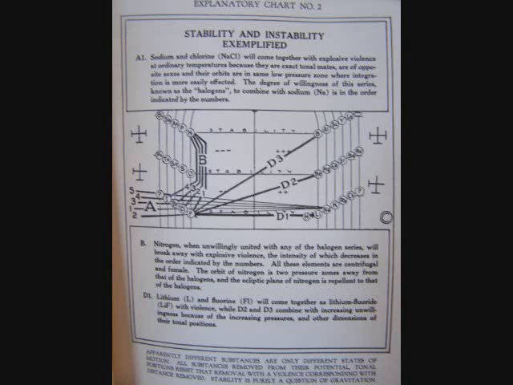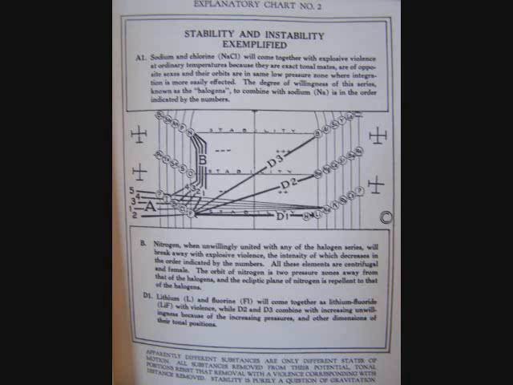B. Nitrogen, when unwillingly united with any of the halogen series, will break away with explosive violence, the intensity of which decreases in the order indicated by the numbers. All these elements are centrifugal and female. The orbit of nitrogen is two pressure zones away from that of the halogens, and the ecliptic plane of nitrogen is repellent to that of the halogens.